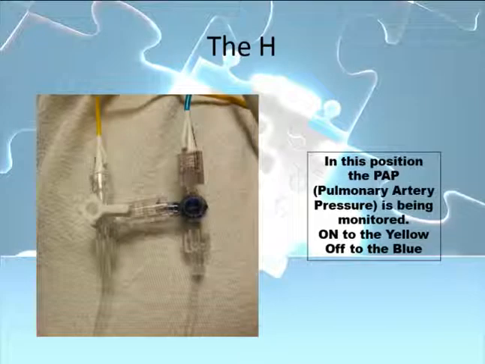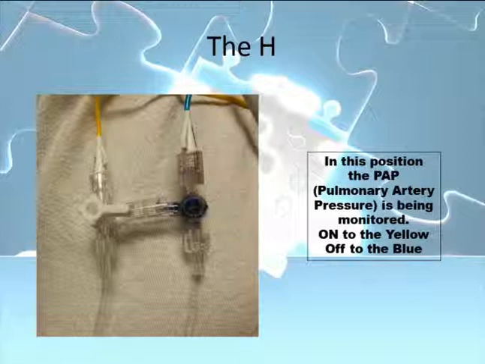So I made a reference to the H. The H looks like this. You can see on this H, we used to just use one pressure tubing, and now they're using 2 pressure lines to monitor both the pulmonary artery pressures and the CVP at the same time, which is nice.